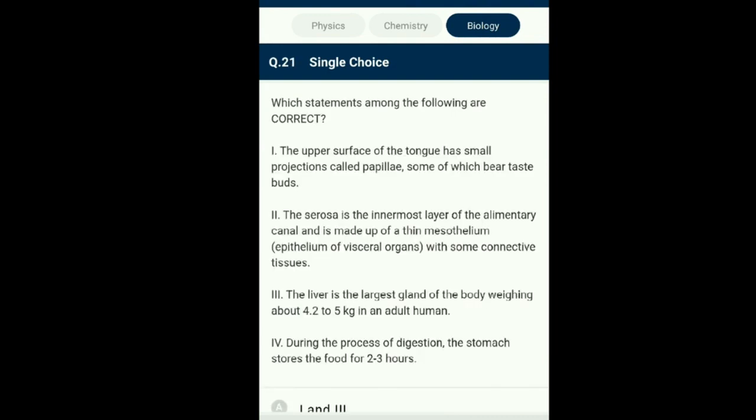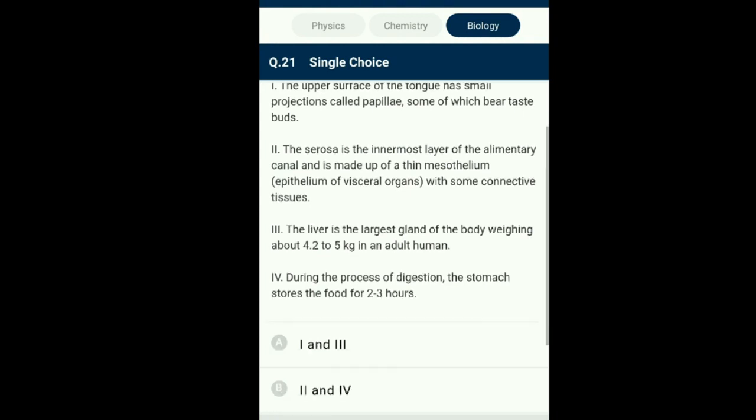21. Which statements among the following are correct? The upper surface of the tongue has small projections called papillae, some of which bear taste buds. It is used to detect specific taste, in which about 50 to 150 cells are found. The general tastes detected are sweet, sour, salty and bitter.